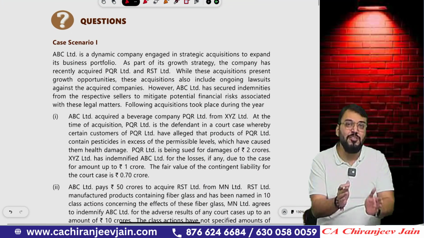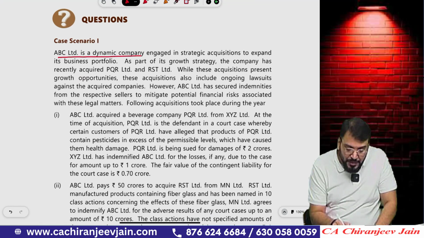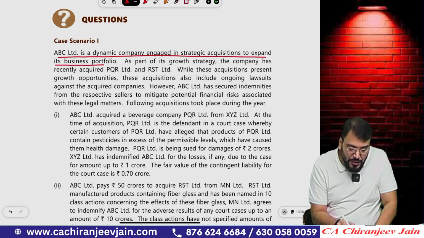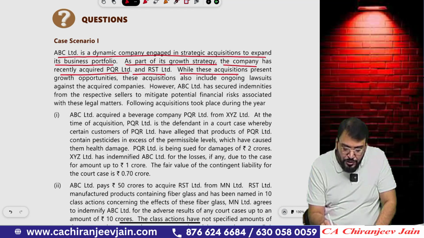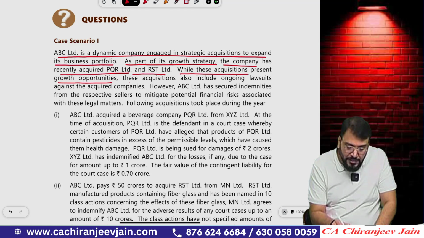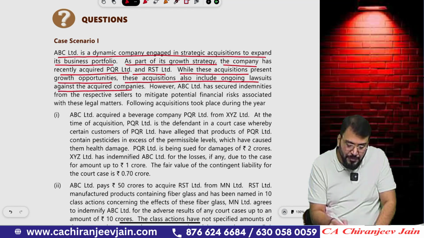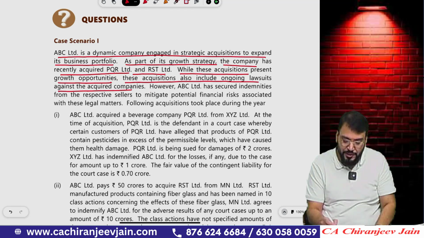Let us start a discussion with case scenario 1. ABC Limited is a dynamic company engaged in strategic acquisitions to expand its business portfolio. As part of its growth strategy, the company has recently acquired PQI Limited and RST Limited. While these acquisitions present growth opportunities, they also include ongoing lawsuits against the acquired companies. Okay, one thing we have understood is that this is a question of business combination.